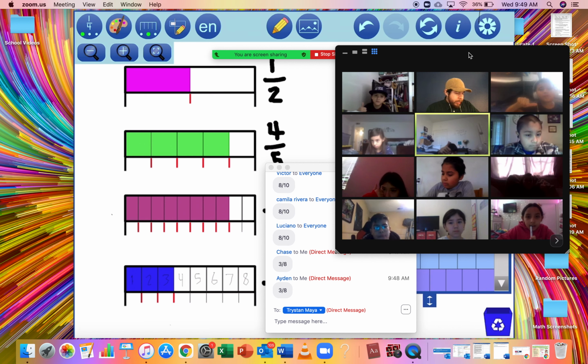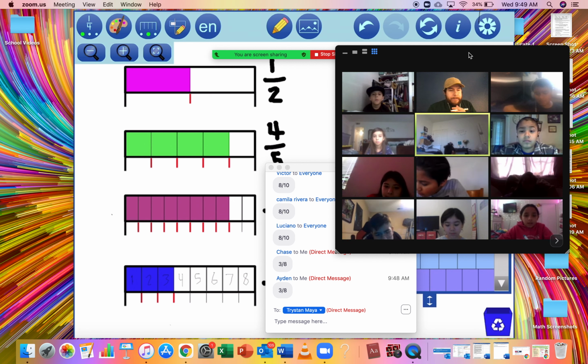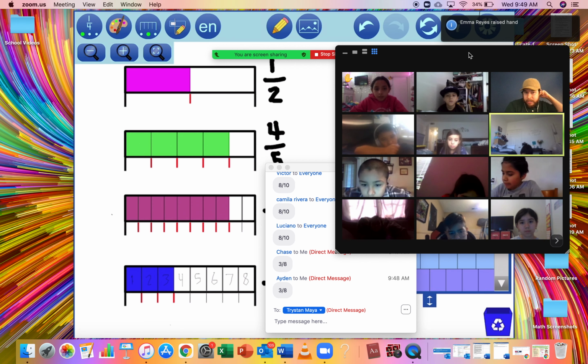So if you were to look at these, which one is the smallest and which one is the biggest? Go ahead. Any volunteer want to help us out? Which one is the smallest and which one is the biggest? Go ahead, Emma.